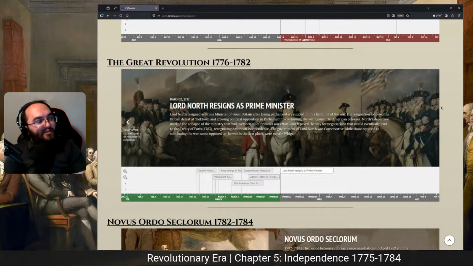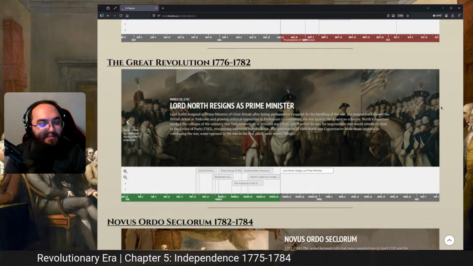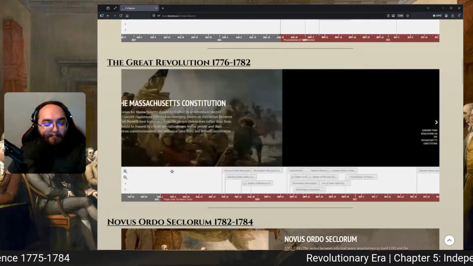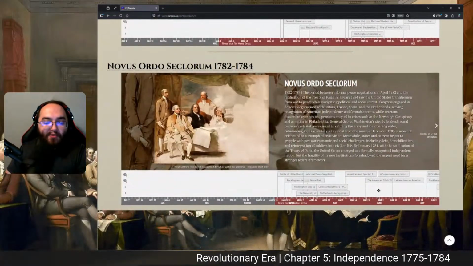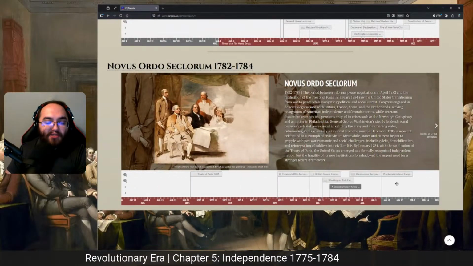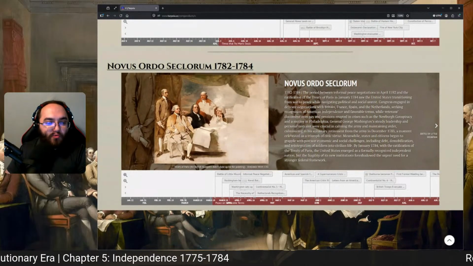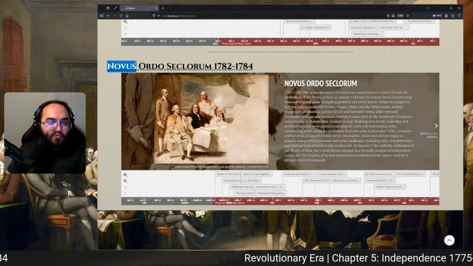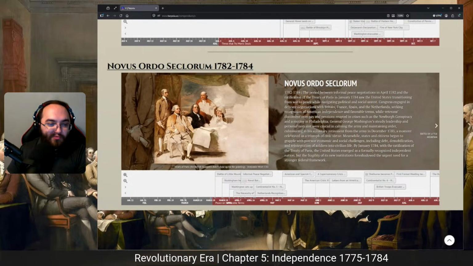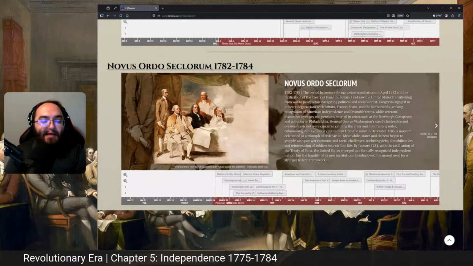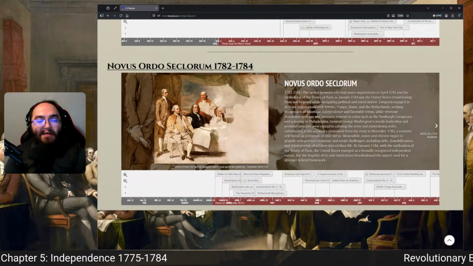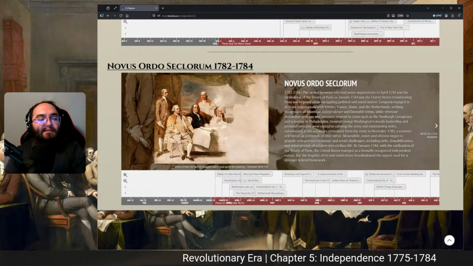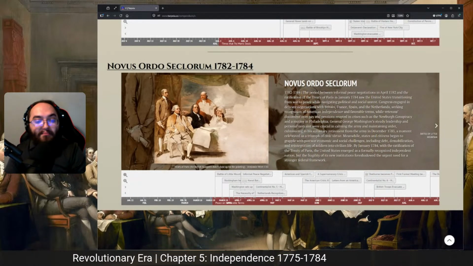Lord North will resign, and this is the last event in this section. Lord North resigning as Prime Minister. Now we go into the third and final section of this chapter, which is called Novus Ordo Seclorum, from 1782 to 1784, and this means New Order of the World. So it's the New Worldly Order, or the New World Order, and this will be in reference to the establishment of a republic and the recognition of American independence.